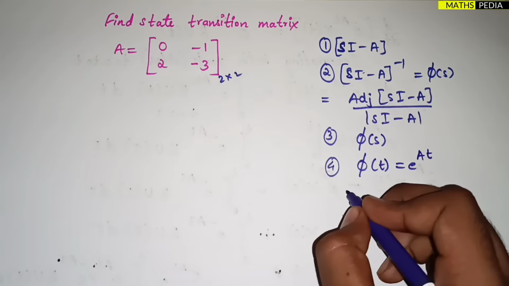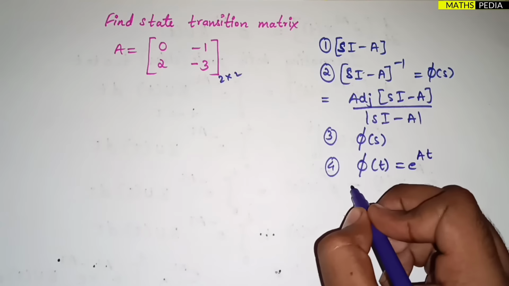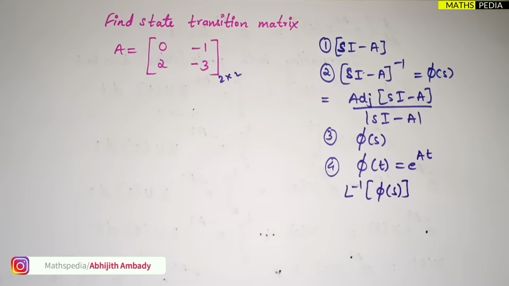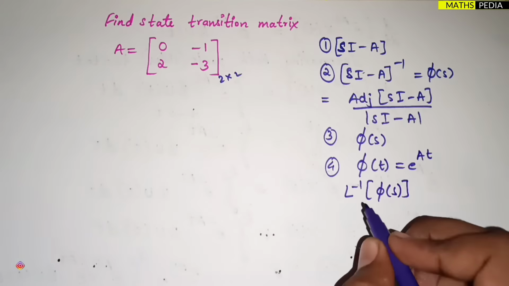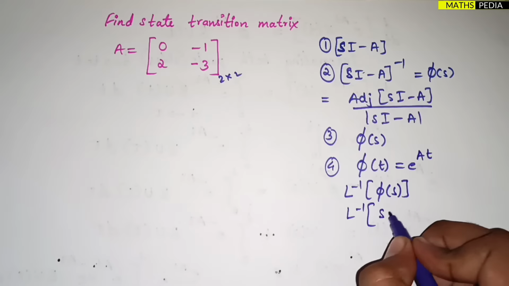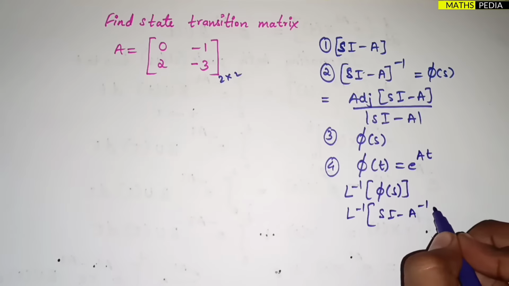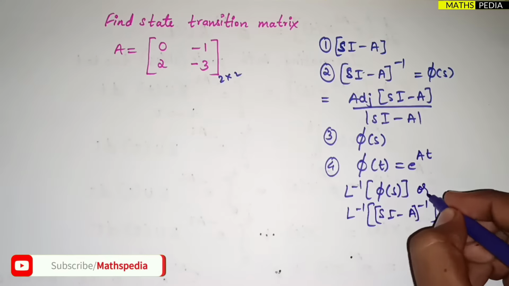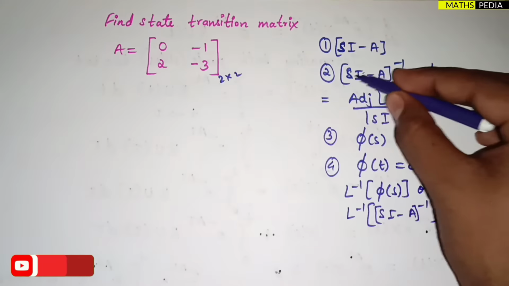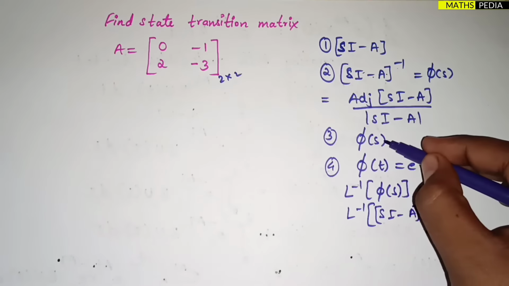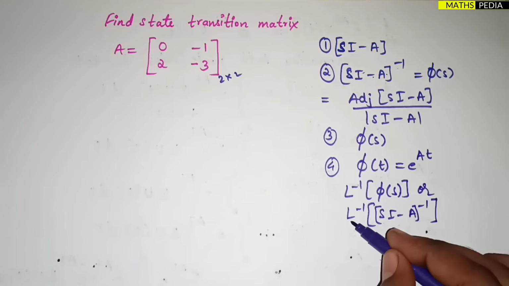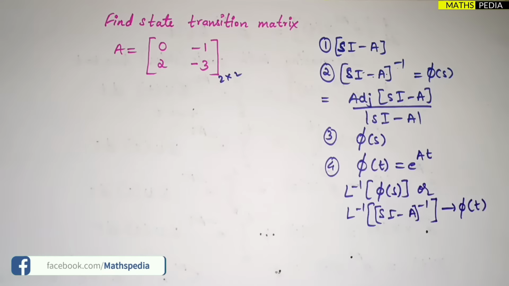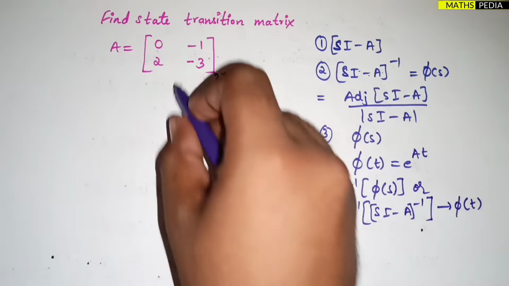Now, how will you find e power At, which is nothing but the state transition matrix? You have to take the Laplace inverse of phi of s. Simple thing. Laplace inverse of phi of s, or in other words, Laplace inverse of sI minus A inverse. Phi of s is nothing but sI minus A inverse. If I take the Laplace inverse of that phi of s, I'll get phi of t, or I can say e power At. That is nothing but the state transition matrix.